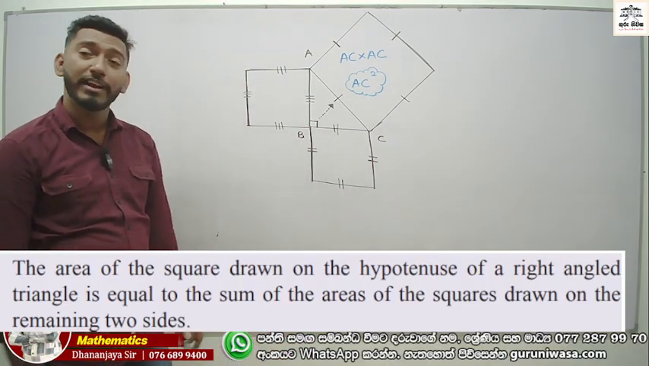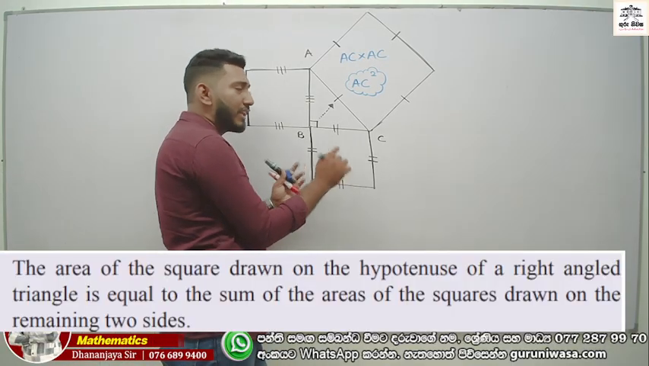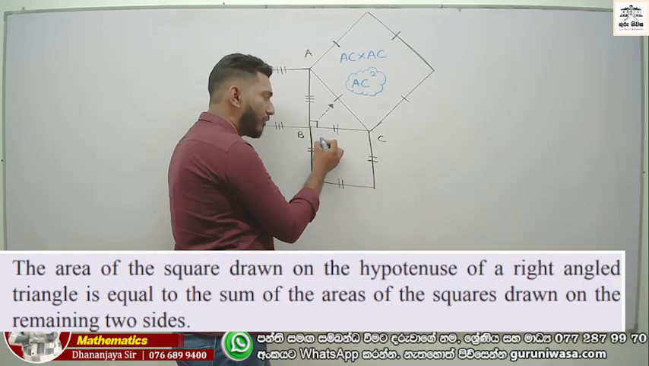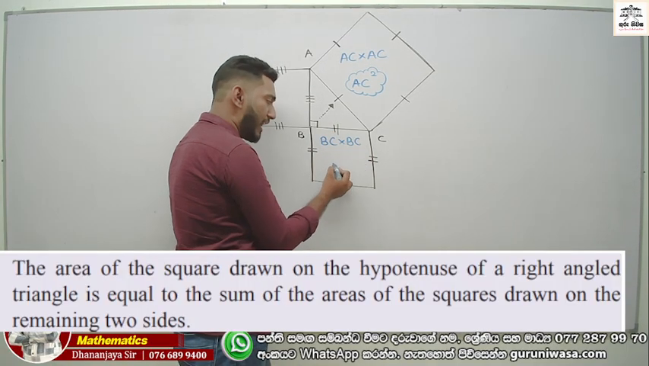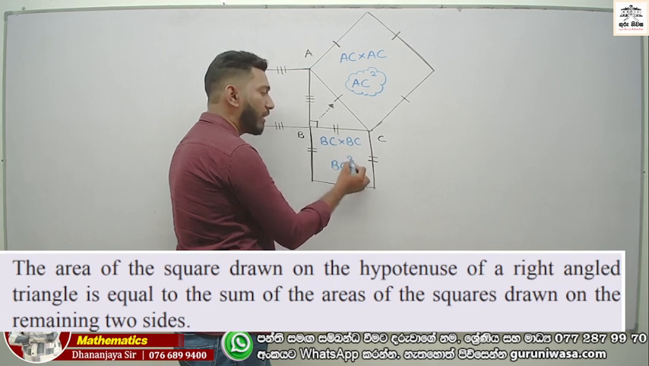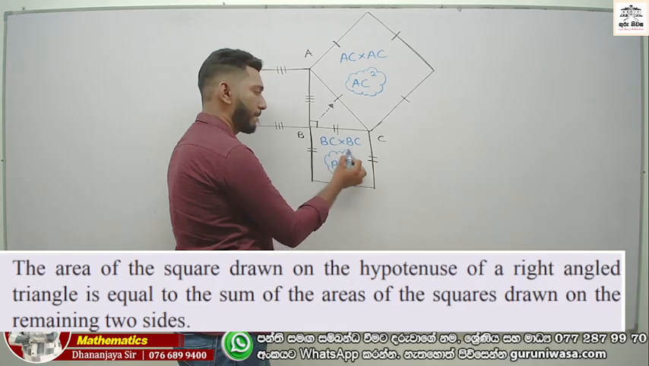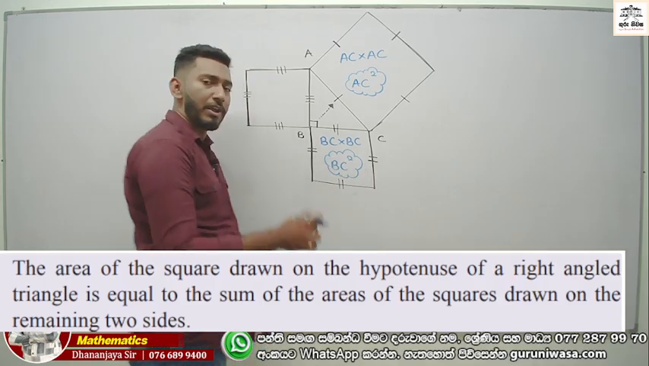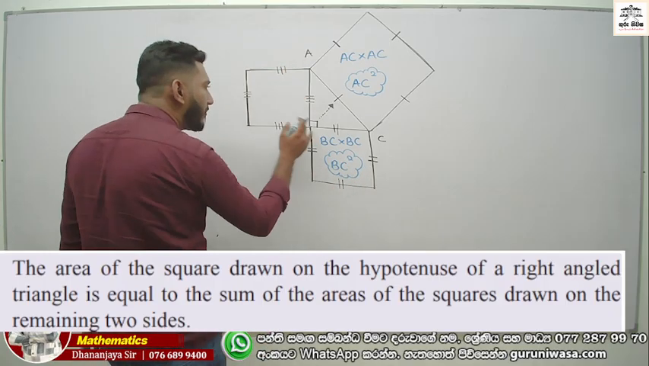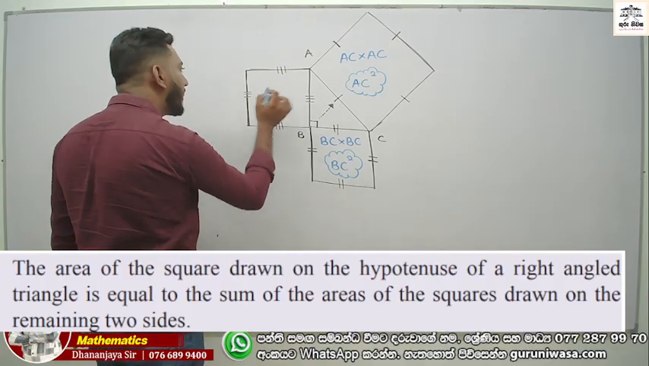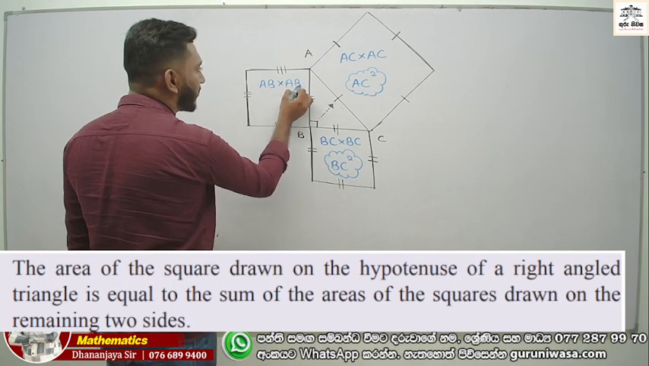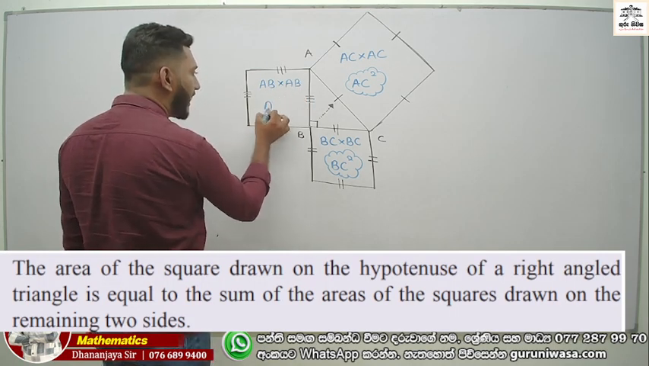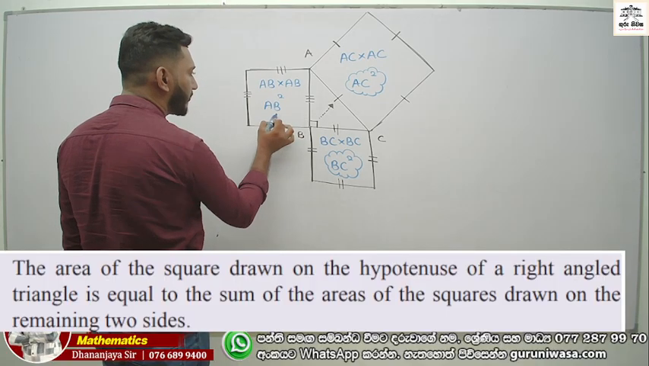Now tell me how to find the area of this square. The length of BC, therefore BC into BC. Then the answer is BC to the power of 2. Now, how to find the area of the square with side AB? It becomes AB into AB. Now, the area of this square is AB to the power of 2.